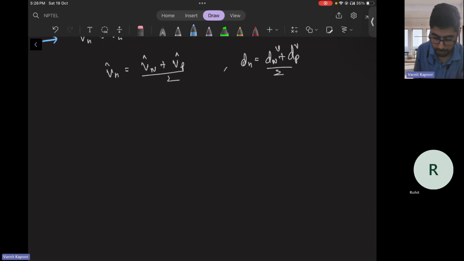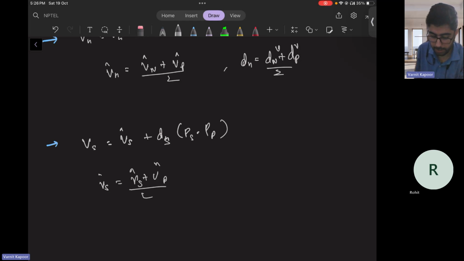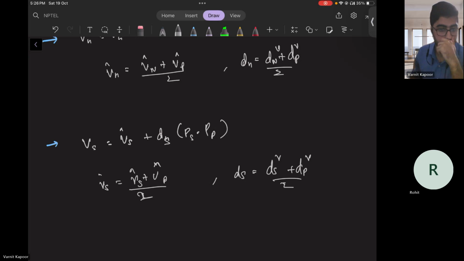Similarly, your V south will be written like this. V south is Vs hat plus Ds times (VS minus VP), and your Vs hat will be Vs hat plus Vp hat by 2, and Ds will be DsV plus DpV by 2. Okay.